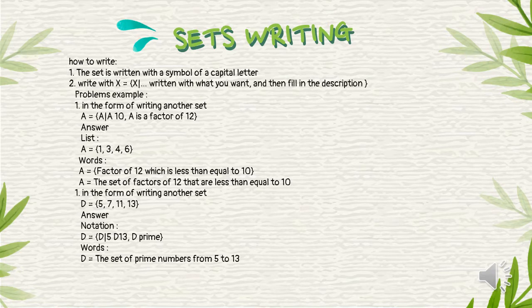Okay. 2. Write in another form of set. D is curly bracket 5, 7, 11, 13 curly bracket. Answer, notation: D is curly bracket D where 5 less than or equal to D less than or equal to 13, D prime curly bracket. Words: D is the set of prime numbers from 5 to 13.